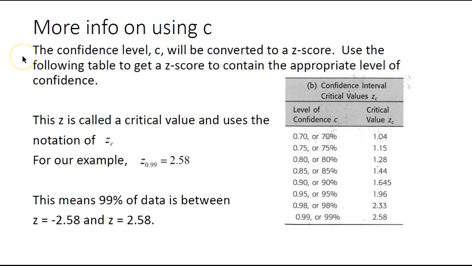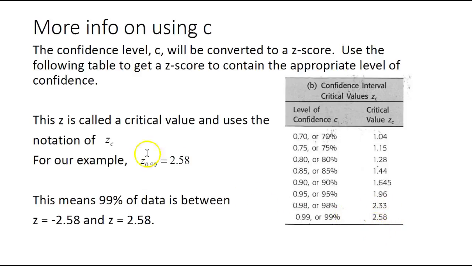So what do we do with C? Well, C is converted to a z-score, but you won't use the regular z-score table unless you really want to do a lot of work. This should be on your z-score table; if not, I've provided it separately. Over here you see the level of confidence, and over here you see what they call a critical value, which is not a z-score but a range of z-scores. For our 99%, we're going to use z of 0.99, which is the notation you would use, and from the table, it's 2.58.